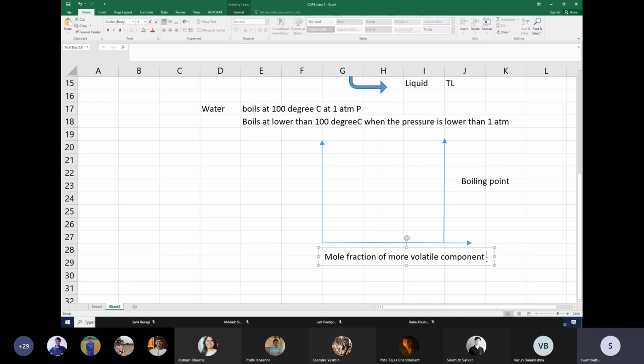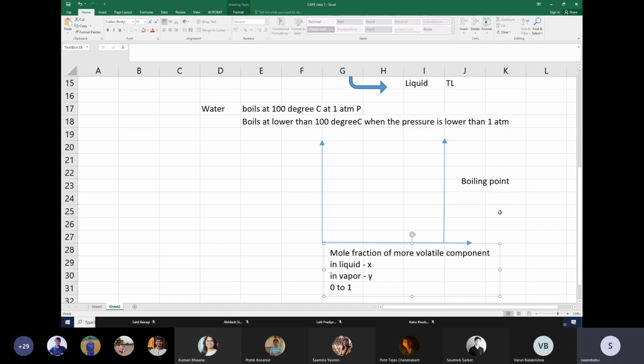The mole fraction of the more volatile component in liquid is represented with x, and in vapor with y. So x and y values both range from 0 to 1. So both are put on the x-axis. On the y-axis we have the boiling point.